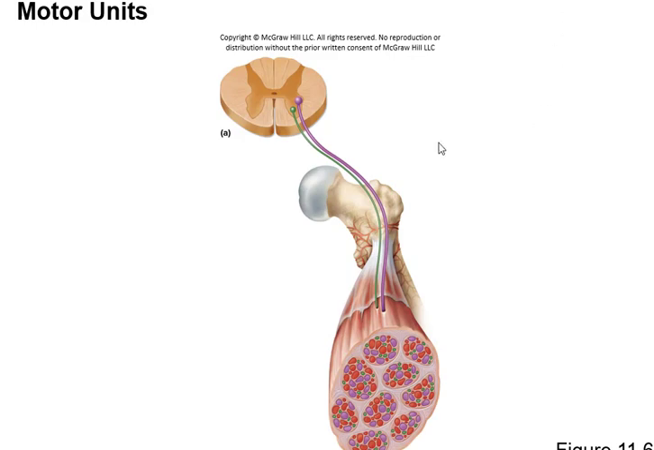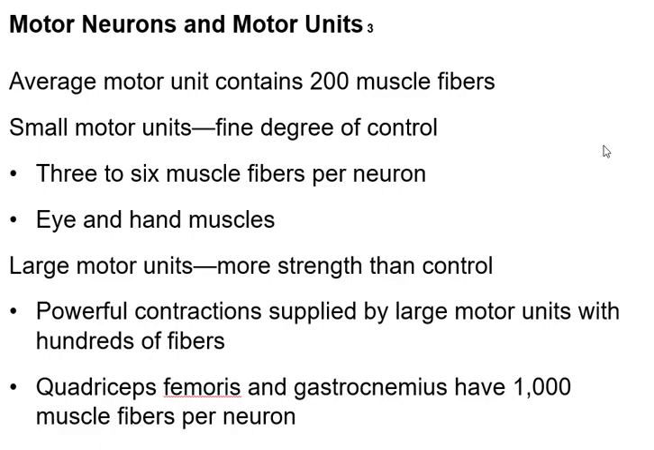A couple of chapters from now, we're going to be talking about the spinal cord, and this is a slice through the spinal cord, and here's some nerves coming off, and they are innervating, they are talking to the muscle fibers. So here's a couple of them.